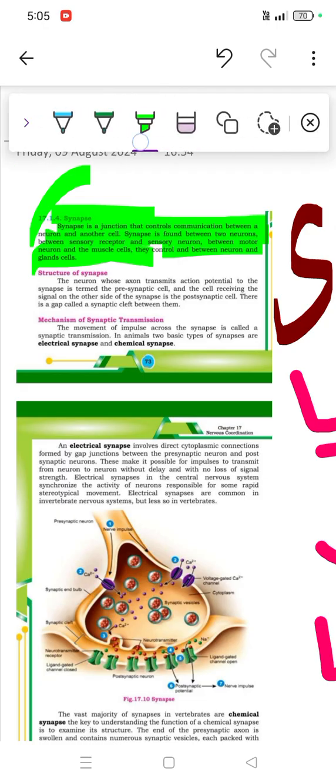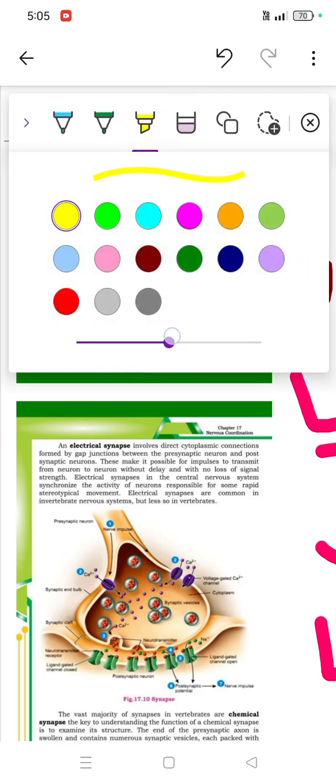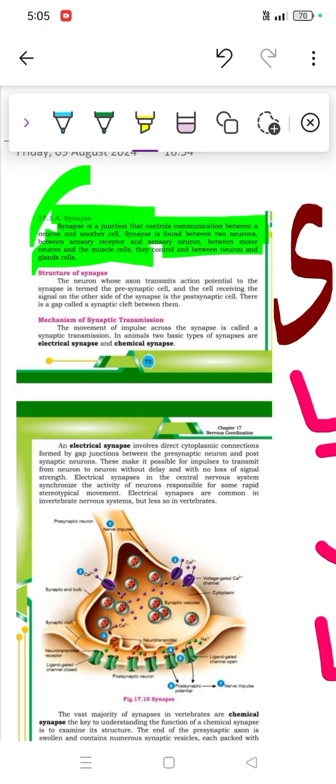As I mentioned, they are simply present between structures like two neurons, and sometimes between sensory neurons and sensory receptors. These are present in between them. They are also present between motor neurons and the muscle cells. So I hope it will be clear.